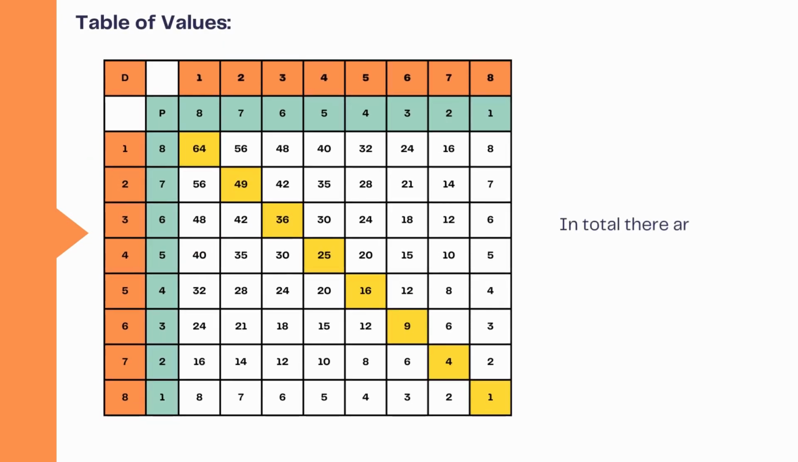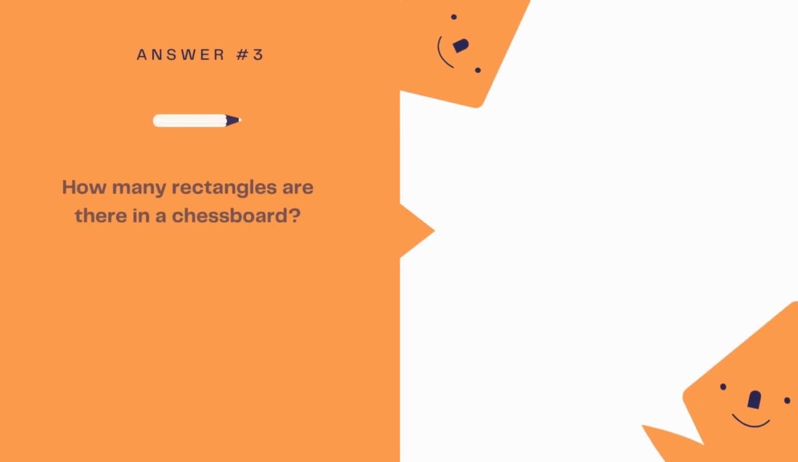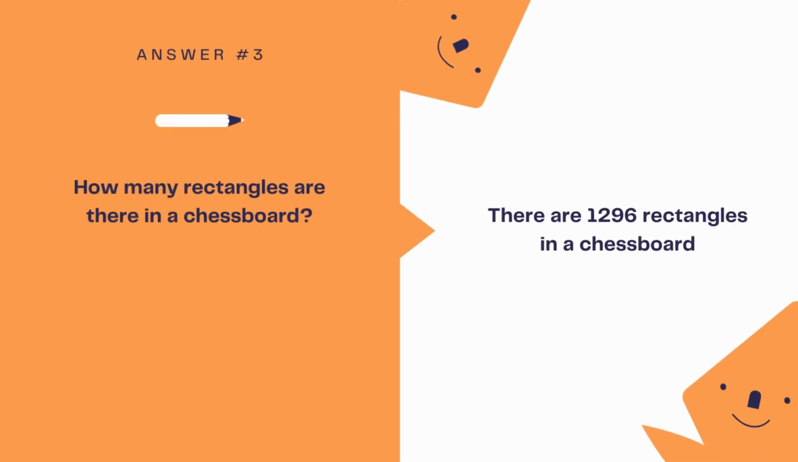In total, there are 1,296 possible rectangles. So the answer for question number 3 is there are 1,296 rectangles in a chessboard.